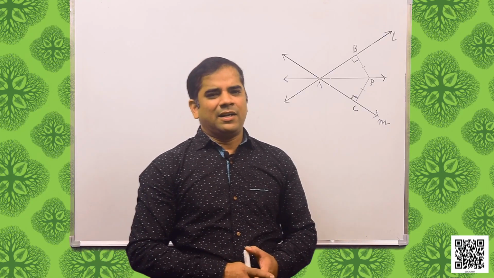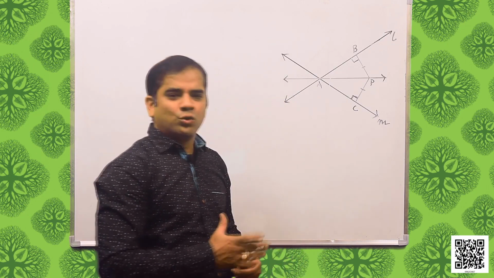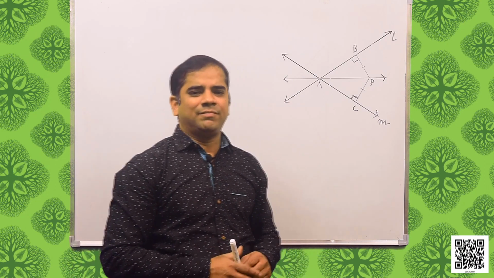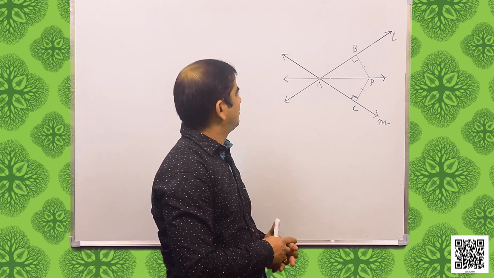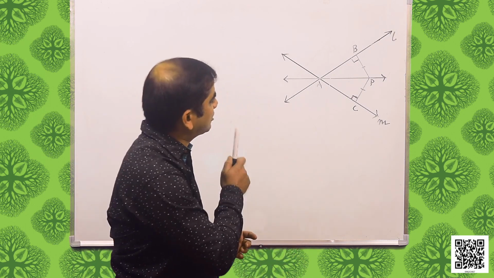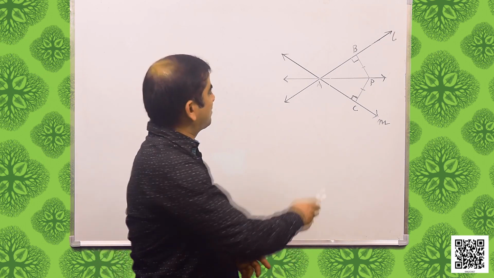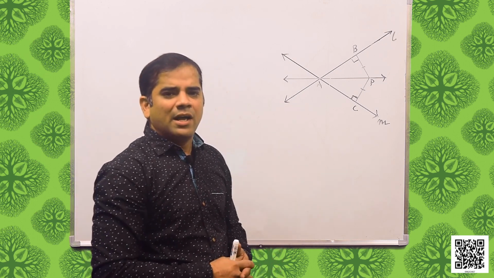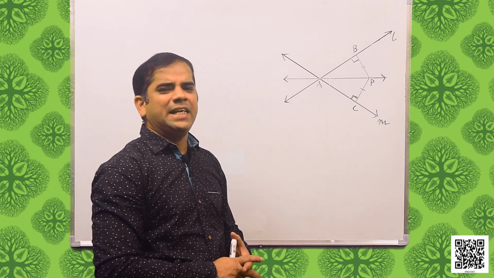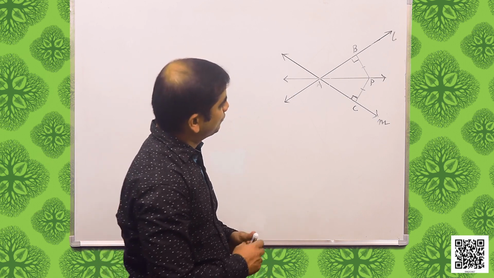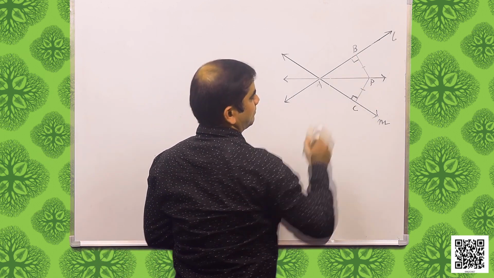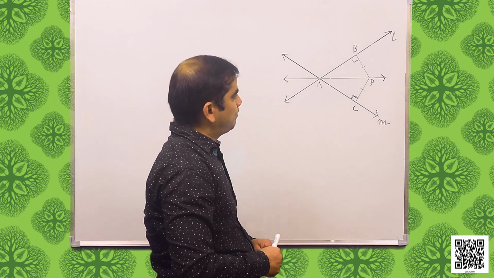Students, now we have two lines L and M which intersect each other at A. It is given in your book as well, and I have constructed the same diagram over here. Okay. Line L and M, they are intersecting at point A. Now let PB be perpendicular to L, and PC be perpendicular to M. And it is given that PB is equal to PC.